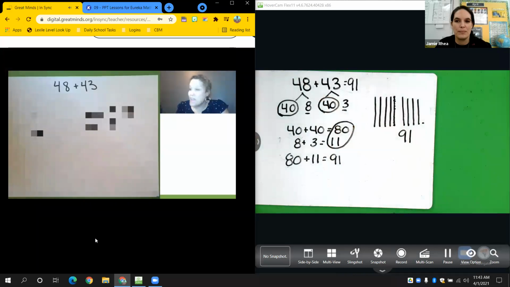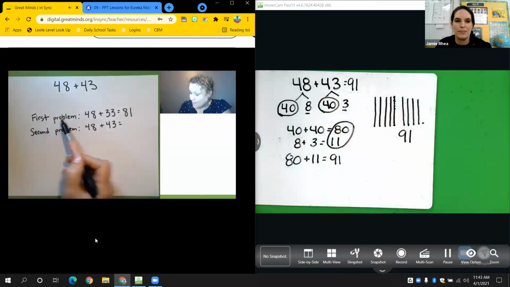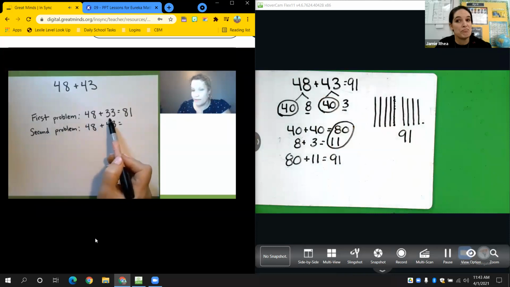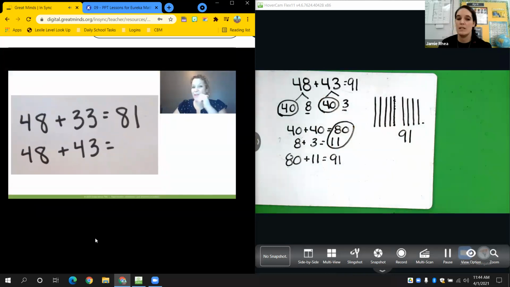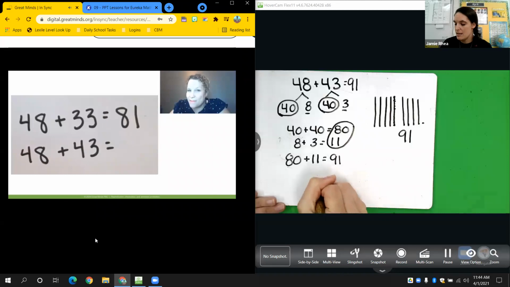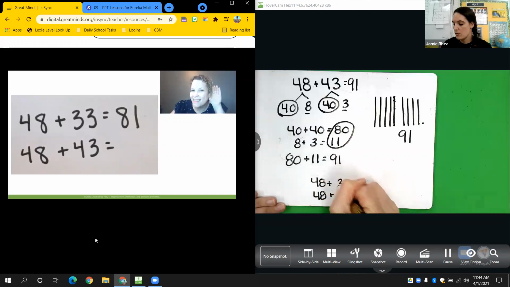Thank you for sharing. When I went to solve this problem, I noticed that our first problem was 48 plus 33. That equaled 81. This problem, the second problem, was 48 plus 43. And I noticed that that was very similar. Yes, what did you notice between the two problems? What's the same? 48 is the same on both problems, but our other addends, 33 and 43, are different. 33 is 10 less than 43.